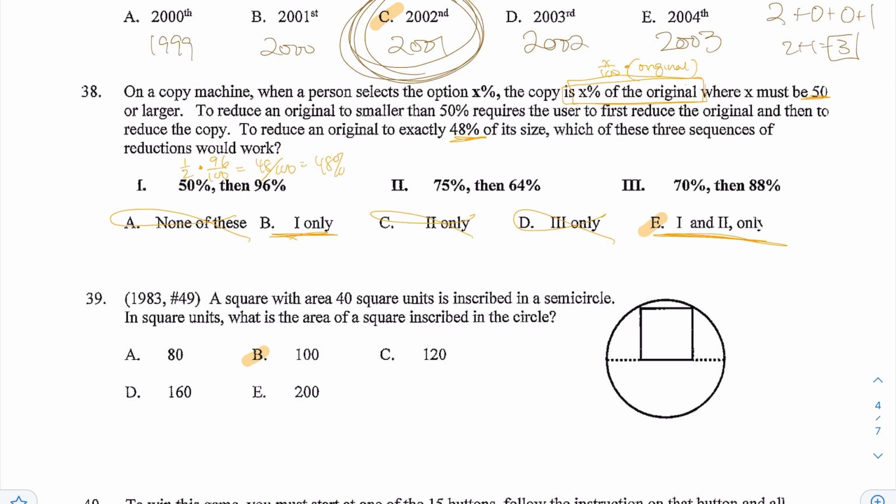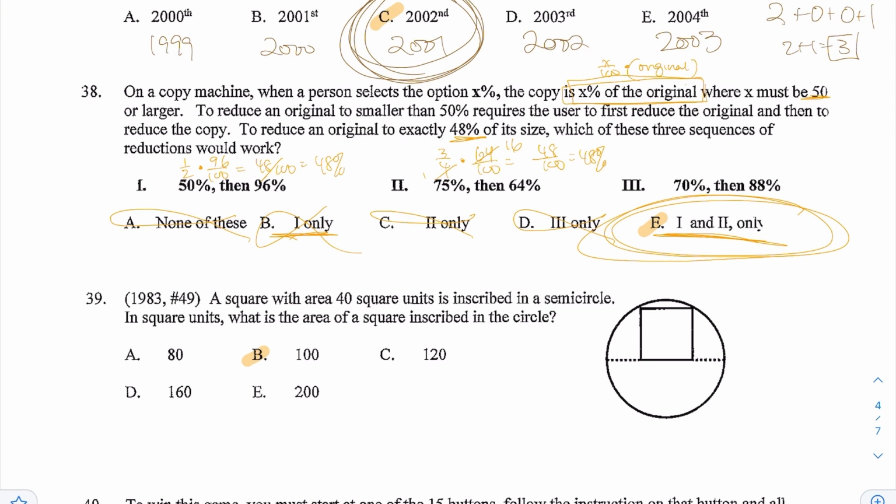So when you do multiple percents, you just multiply them. So for choice 2, it's 75% or 3/4. And then from that 3/4, you do 64%, which is 64 over 100. So 64 and 4 can simplify to 16 and 1. And now 16 times 3 will be 48 over 100, and this is 48%. So Roman numeral number 2 also works, so you eliminate choice B. The answer has to be choice E.